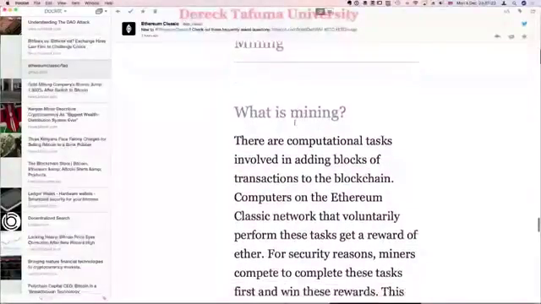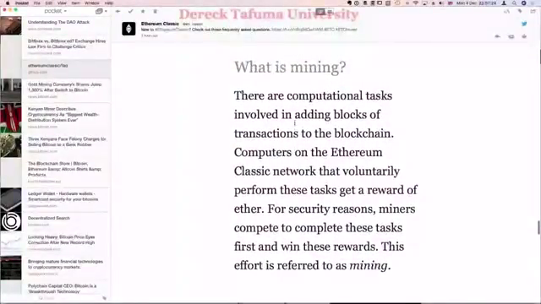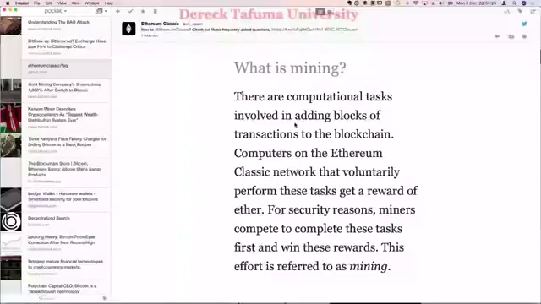So what is mining? There are computational tasks involved in adding blocks. Remember, we said it's a blockchain. It's composed of blocks, and if you put the blocks together, you form a chain. But the addition of the blocks of transactions to the blockchain is done by computers. So computers on the Ethereum Classic network that voluntarily perform these tasks get a reward of Ether.